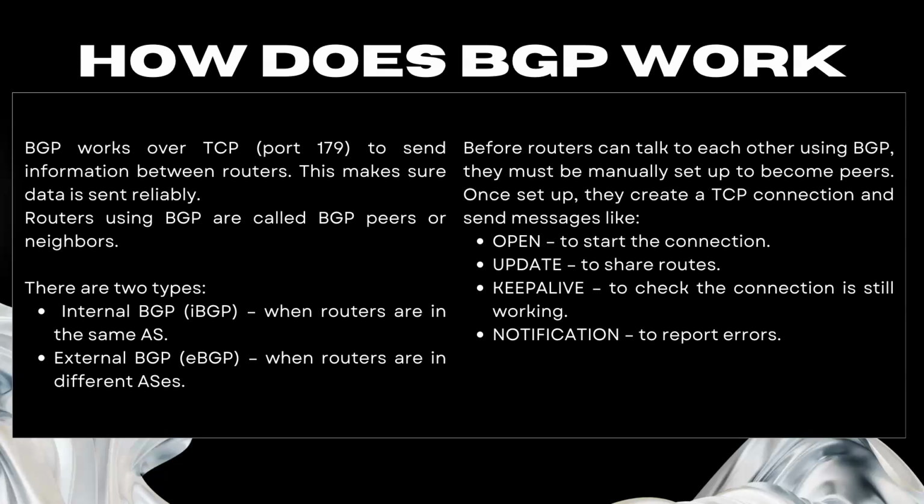Internal BGP is when the routers are in the same autonomous system. External BGP is when routers are in different autonomous systems. Before routers can talk to each other using BGP, they must be manually set up to become peers. Once set up, they create a TCP connection and send messages like open, update, keepalive, and notification. What are they? Open is to start the connection. Update is to share routes. Keepalive is to check the connection is still working. Notification is to report any errors.